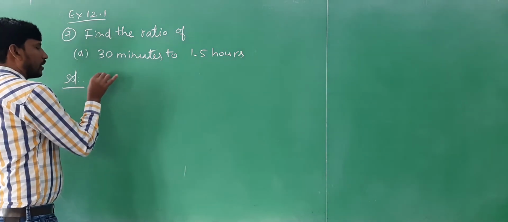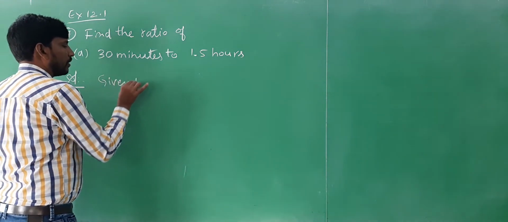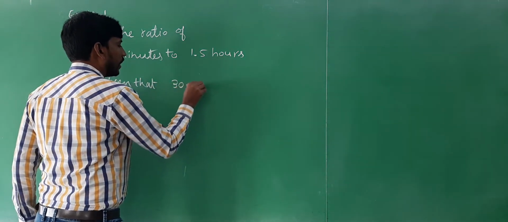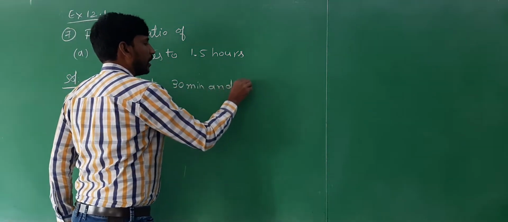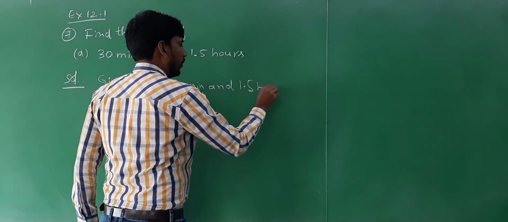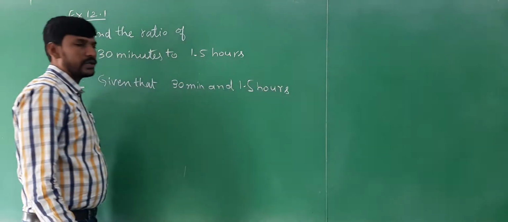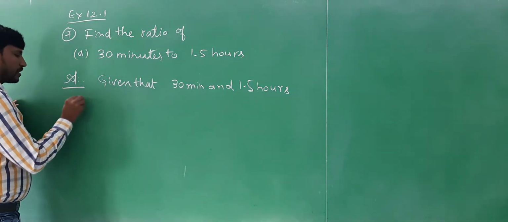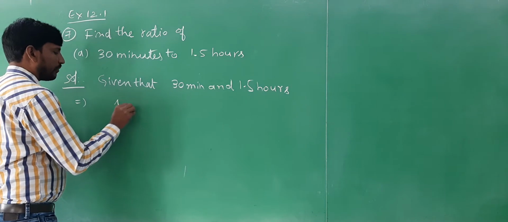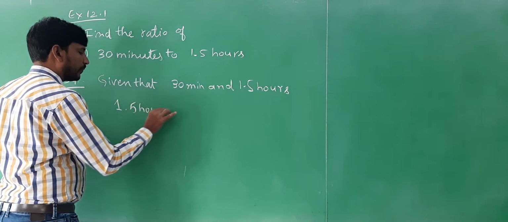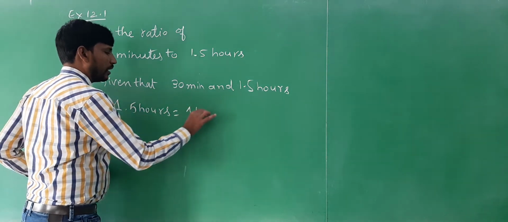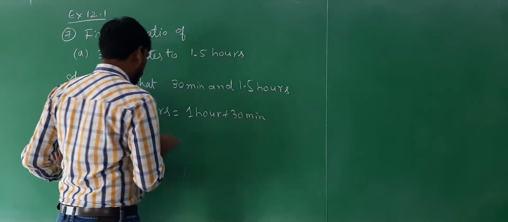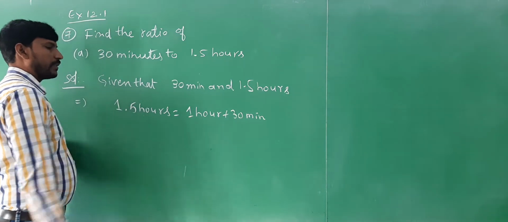Given 30 minutes and 1.5 hours. So what we are going to do here, we need to convert 1.5 hours in terms of minutes. Now, we know that 1.5 hours is equal to 1 hour plus 30 minutes. Clear? So 0.5 hours is nothing but 30 minutes.